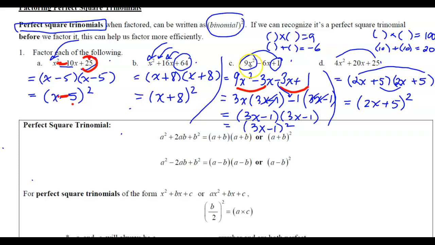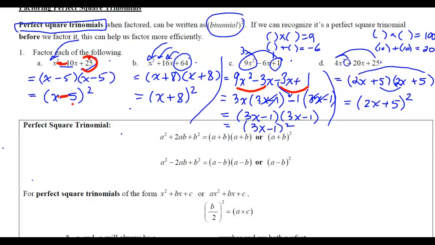So the root of 9x squared is 3x. Okay, so 3x. The root of 1 is 1. The product of those two doubled has to be the middle term. And it is, as long as we keep a negative with it.